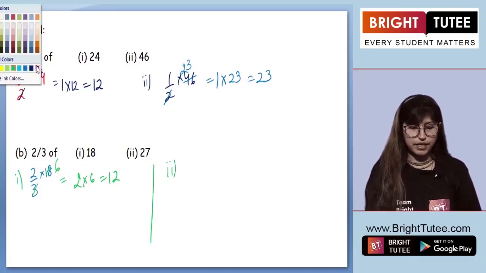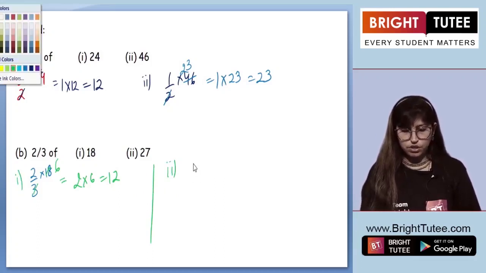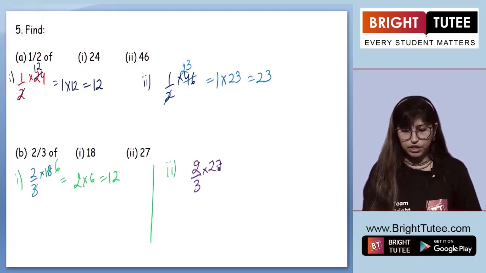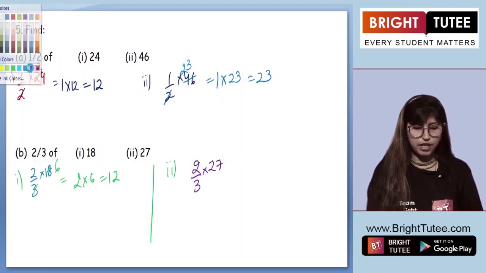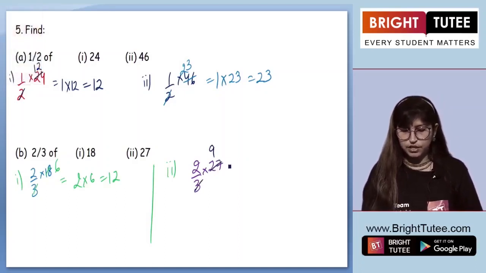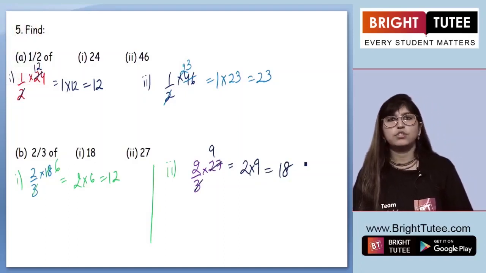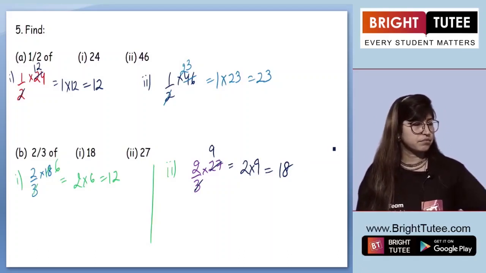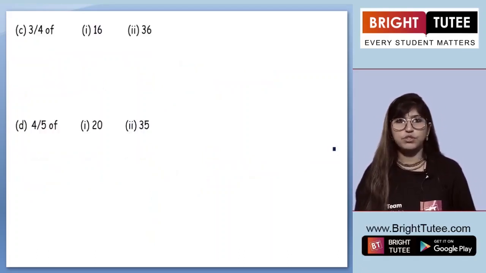Now the second part says 2/3 of 27. So can we cancel 3 and 27 out? Yes, we can. So 3 times 9 is 27. So we are left with 2 times 9, which is 18. So 2/3 of 27 is 18. Let's move on to C part now.